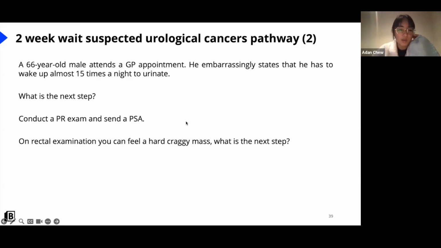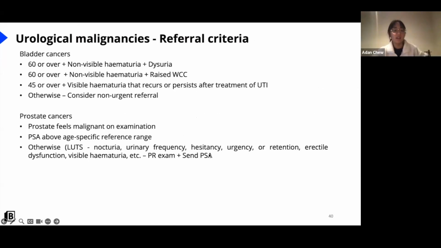Yes, so someone's put 2-week wait referral. Brilliant. Perfect. So yeah, a brief run through of the referral criteria. I won't take too long because I know that we're going a bit over time. So really any 60 and over, you get non-visible hematuria or dysuria, usually after you dipstick the urine, or raised white cell, or if you're 40 and over and you get visible hematuria that is recurrent or refractory to treatment of a UTI, you would refer them for a 2-week wait. Otherwise, you would consider a non-urgent referral.